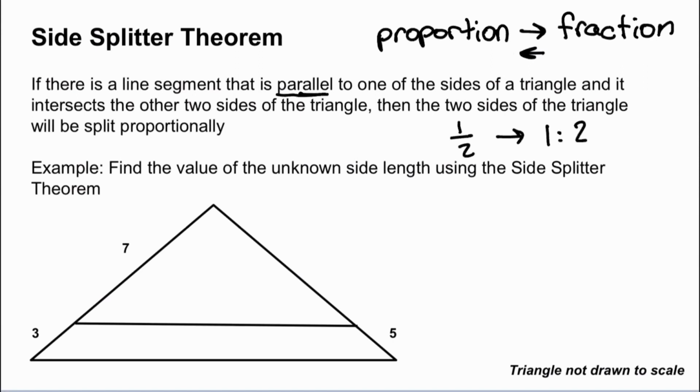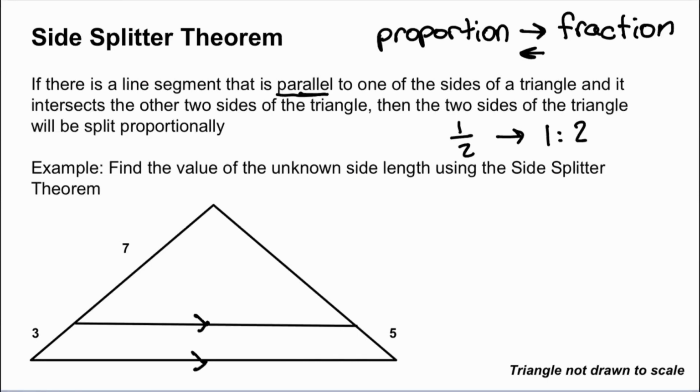I put the triangle not drawn to scale, little disclaimer there, but we're going to find the value of this unknown side length using the side splitter theorem. And I'm just realizing I should have said that the line segments are parallel. I guess we're just going to assume that it is since the side splitter theorem applies. These two should be parallel. And so now that we know that proportions refer to fractions, we have to make sure our fractions are accurate.